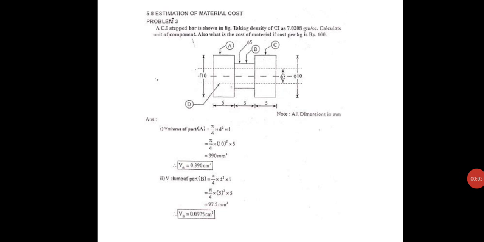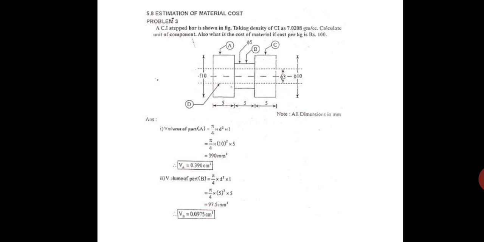Hello students, now we shall look at one numerical on estimating the material cost. Normally these kinds of problems you will find in exam. A CI, meaning cast iron, stepped bar is shown in the figure. You can see this is a stepped bar, okay, and in the center you have that hollow portion.